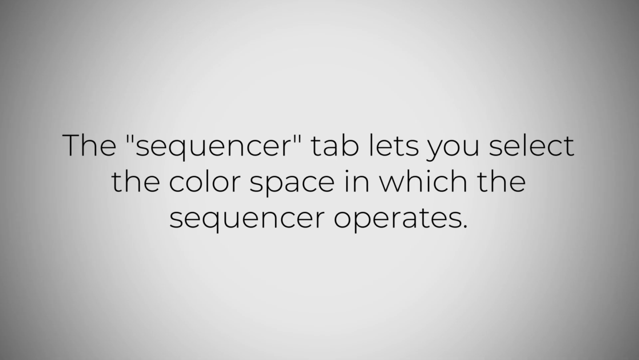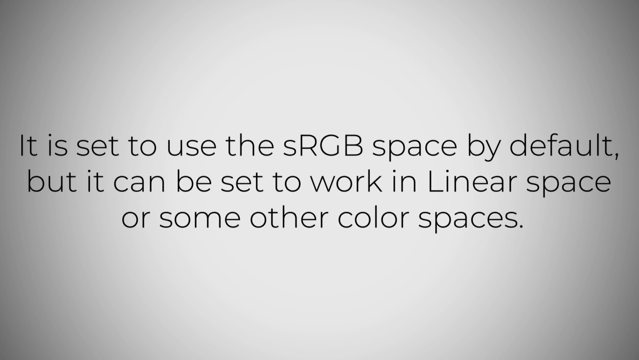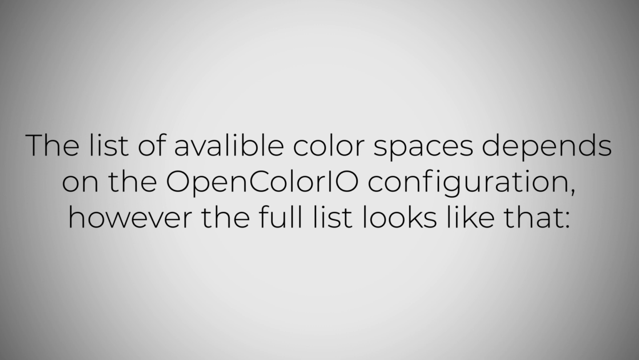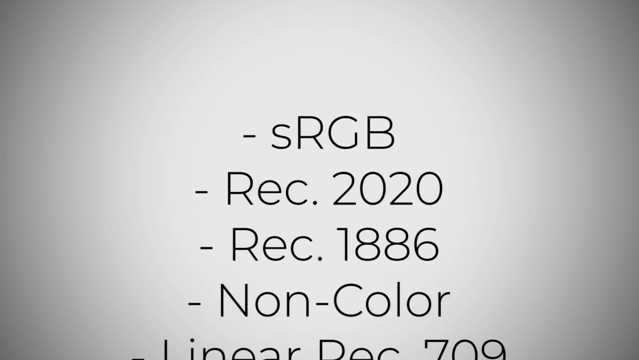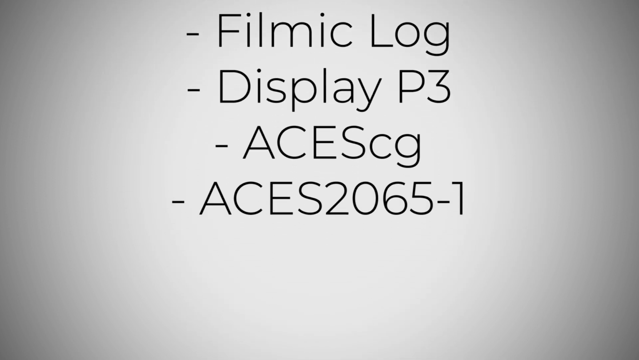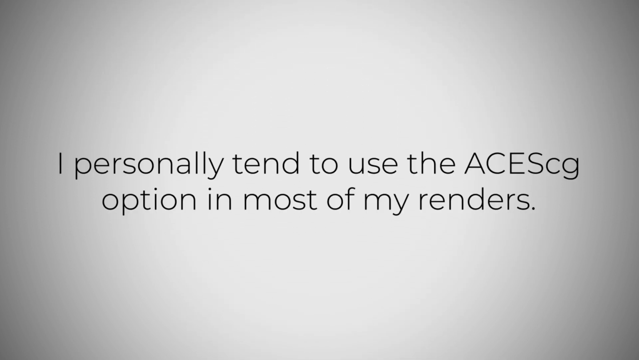The Sequencer tab lets you select the color space in which the sequencer operates. It is set to use the sRGB space by default, but it can be set to work in linear space or some other color spaces. Using different color spaces will give you different results. The list of available color spaces depends on the OpenColor.io configuration, however, the full list should look something like that. I personally tend to use the Aces CG option in most of my renders.